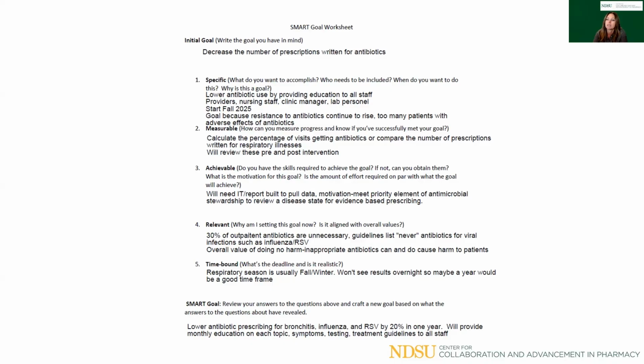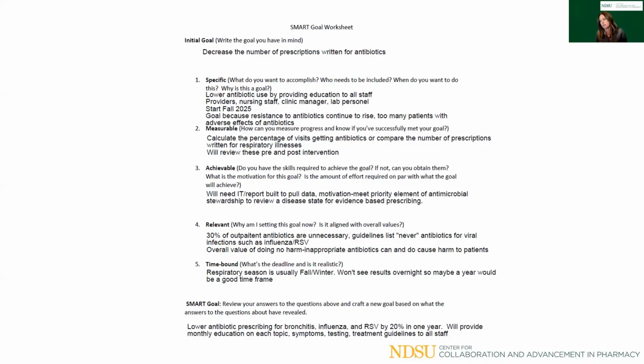Is this relevant? Why am I setting this goal now? Is it aligned with the overall values? Well, 30% of outpatient antibiotics are unnecessary, and guidelines list never antibiotics for viral infections, such as influenza and RSV. And the overall value is of doing no harm to our patients. Inappropriate antibiotics can actually do harm to patients. So yes, this is a relevant goal.